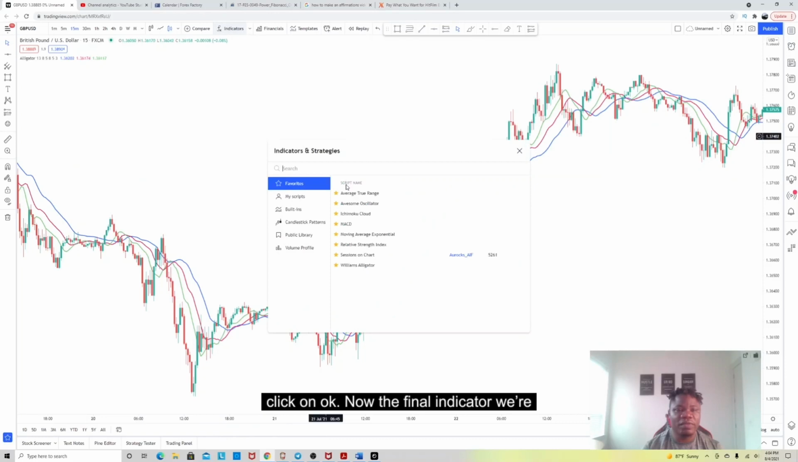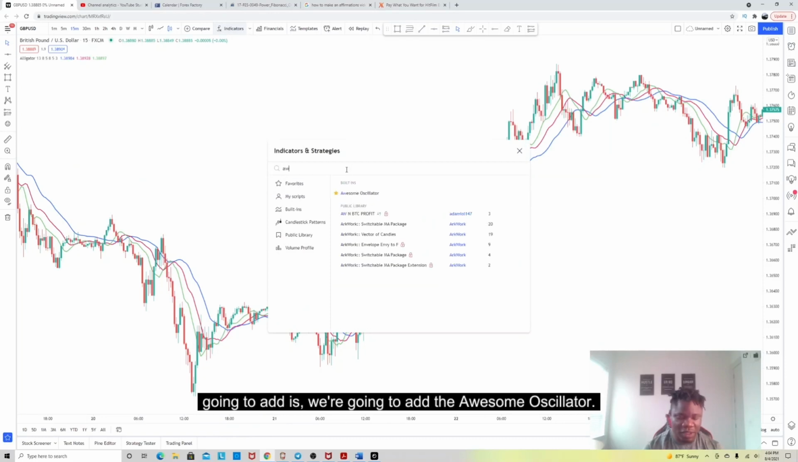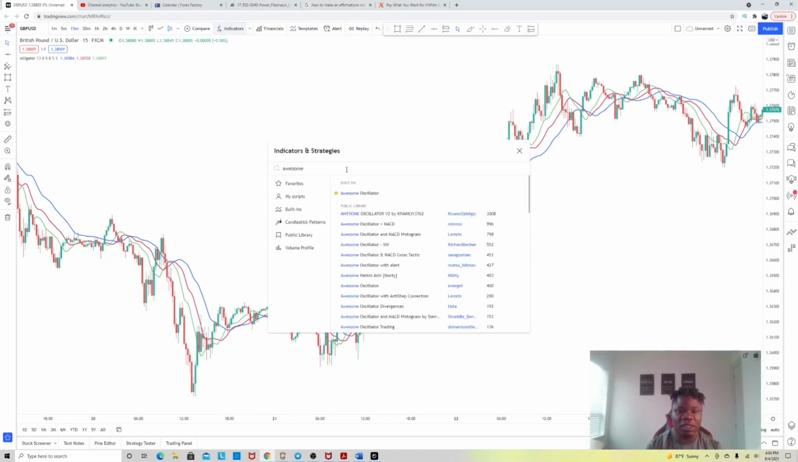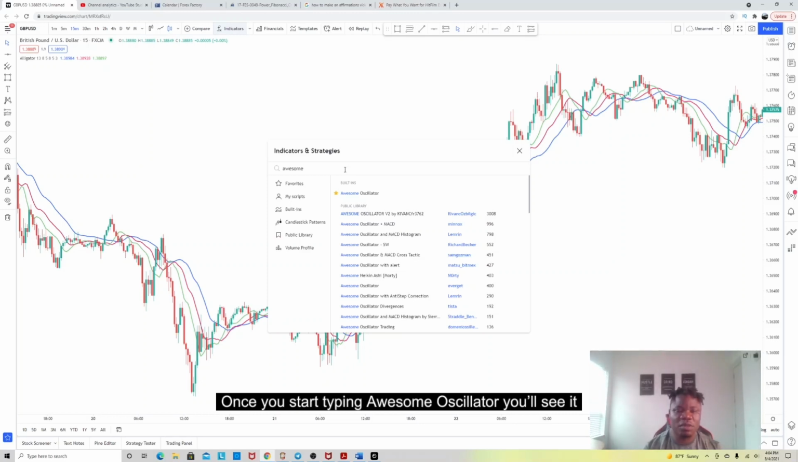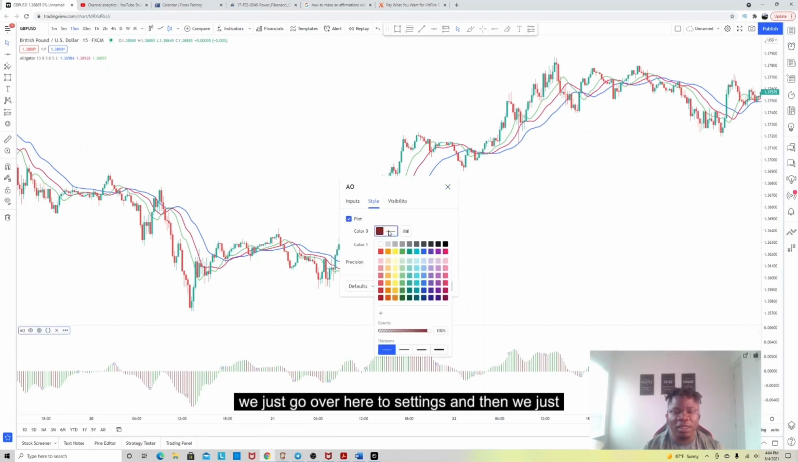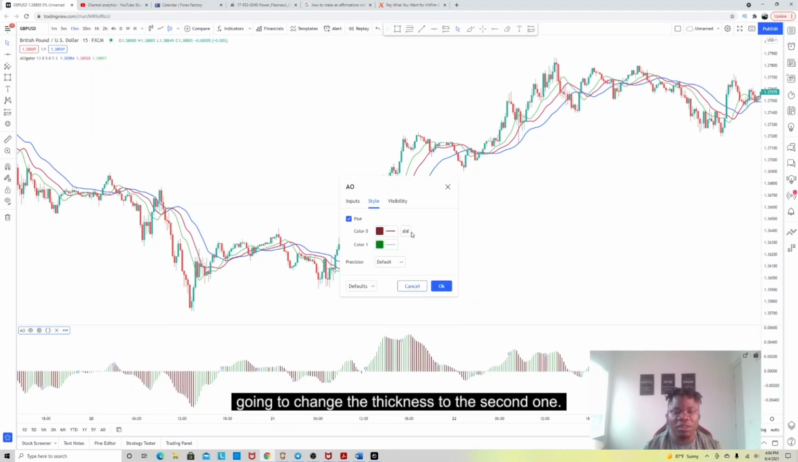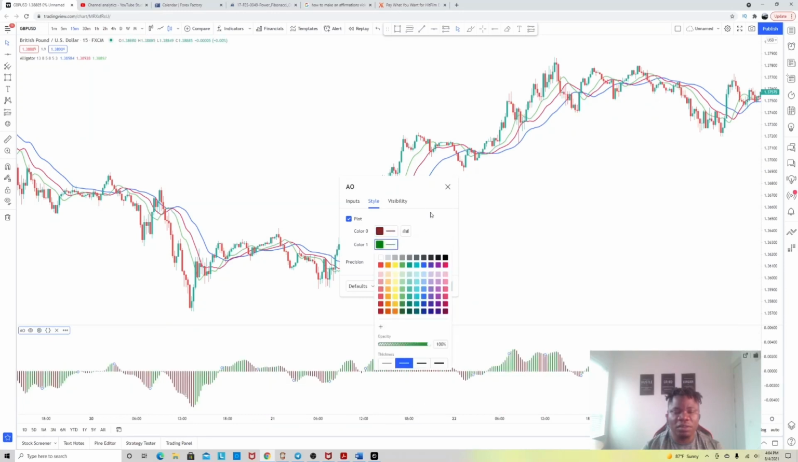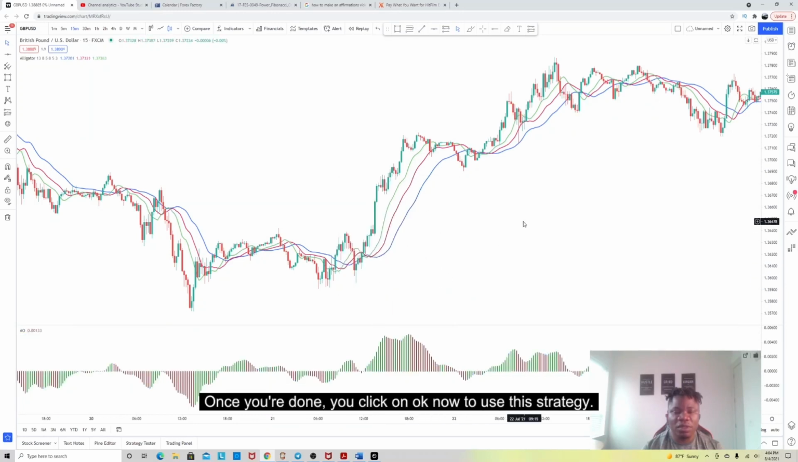Now the final indicator we're going to add is the Awesome Oscillator. Once you start typing Awesome Oscillator, you'll see it pop up and just click on it. Once you're done, we go over here to settings, and then we're going to change the thickness to the second one. Once you're done, you click on OK.